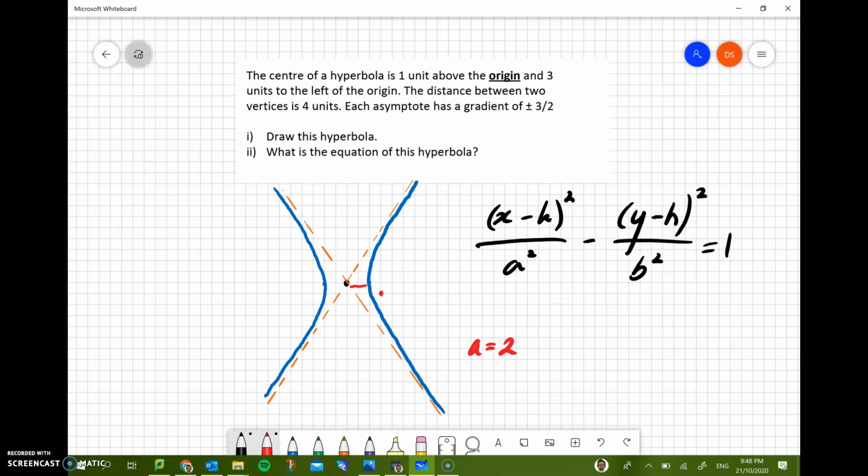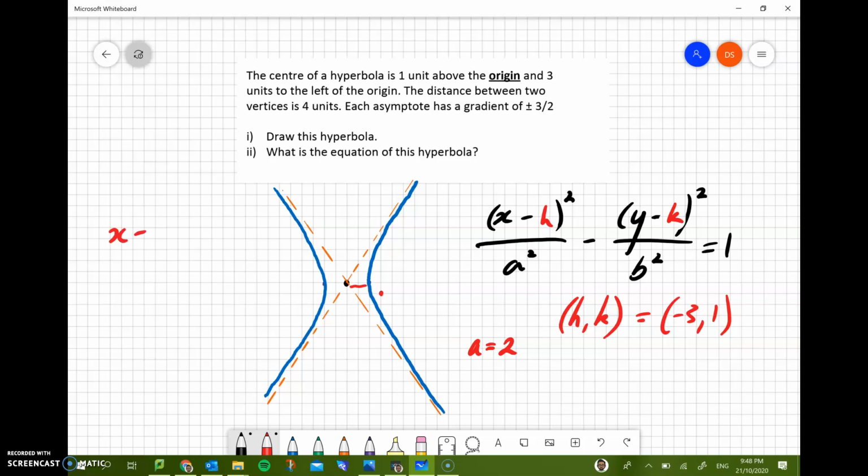And k and h are the coordinates of the center. Sorry, I think I've got the letters around the wrong way. That's an H and that's a K. So H comma K is equal to, well, that's back 3, so minus 3 and up 1, comma 1. So let's plug them in.